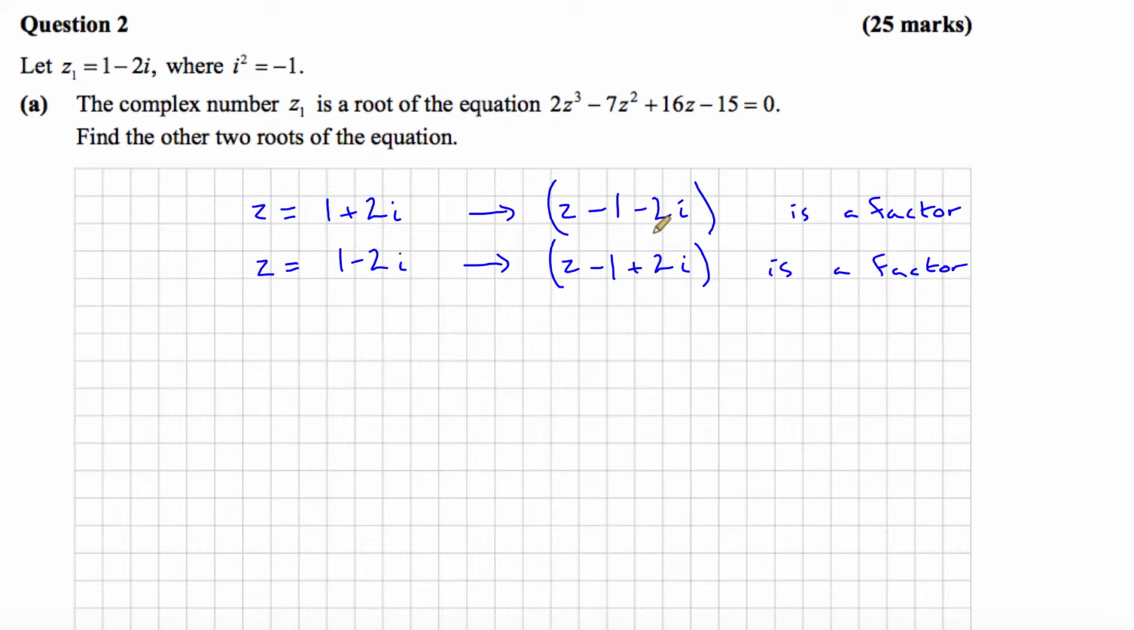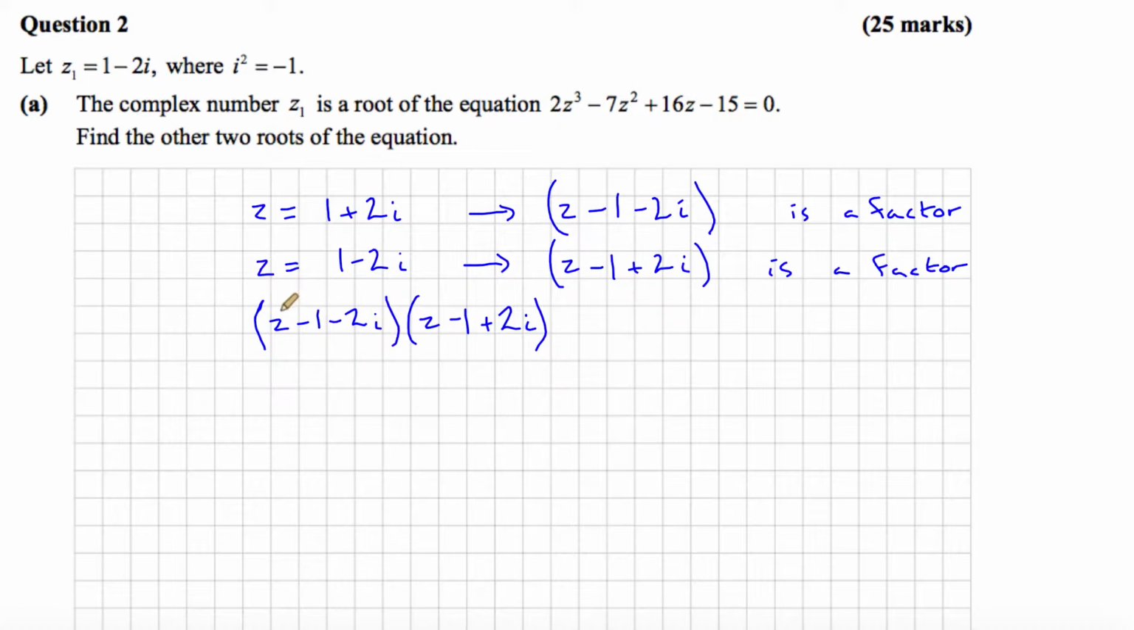So if we know two factors, we can multiply these together and compare it to the cubic here to find the third factor that we're looking for. And from that factor we can find the root. So firstly I'm going to multiply these two factors together. So I've got z minus 1 minus 2i multiplied by z minus 1 plus 2i.